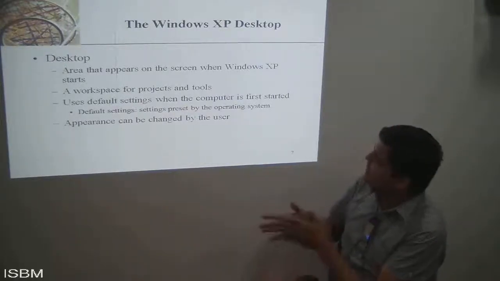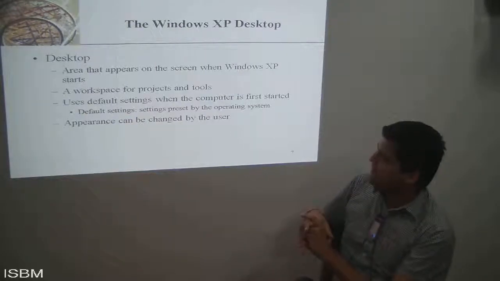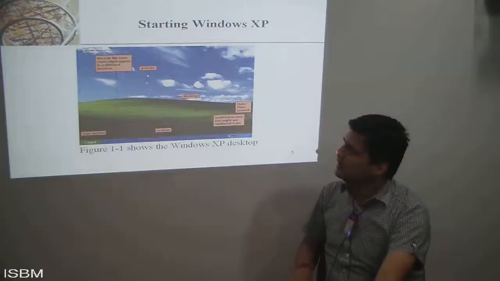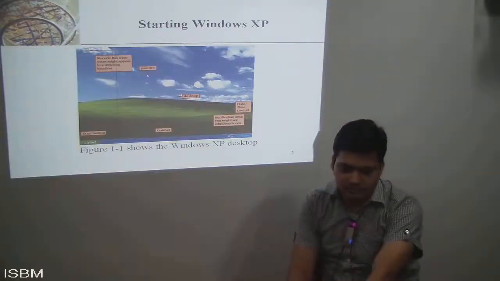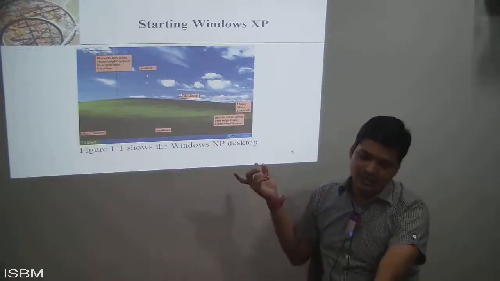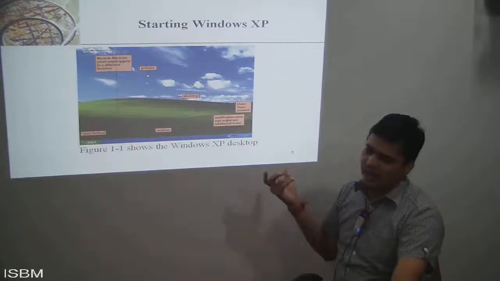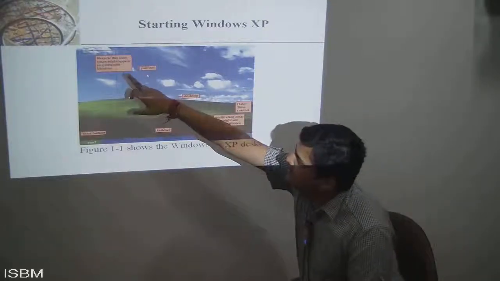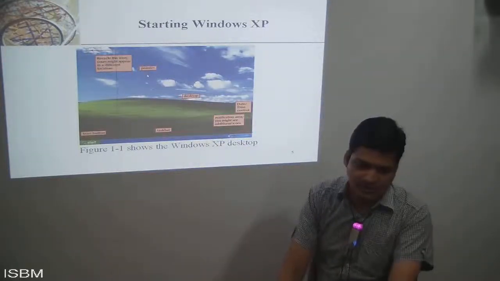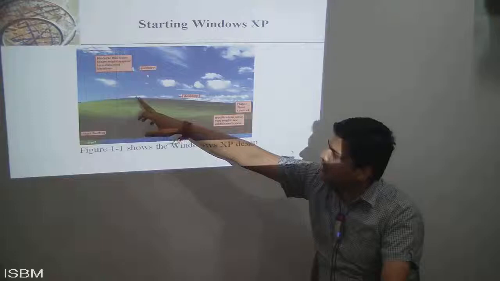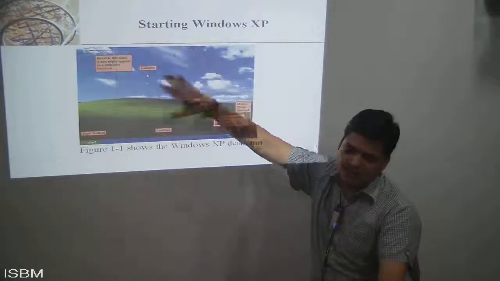And it uses default settings when the computer is first started. Default settings are preset by the operating system. Appearance can be changed by the user. See, default setting in the sense, this is a default setting. When you install your operating system in a system, this default setting will come, and you can change this default setting according to your requirement. You can put the recycle bin from here to here or anywhere. And when you install anything else, it will come here and pile up on the desktop with your other things.